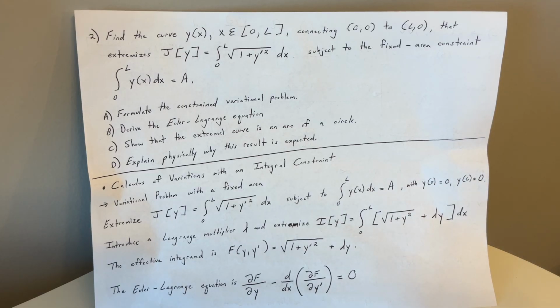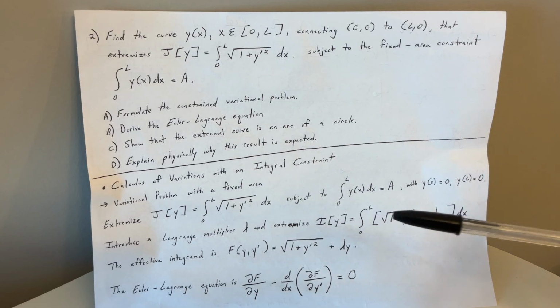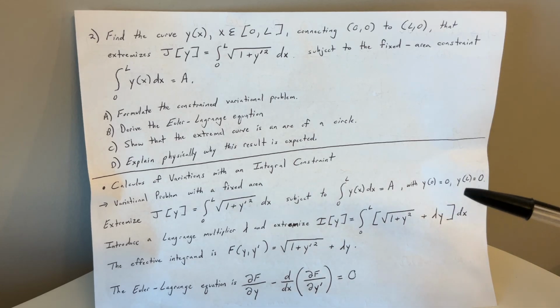Calculus of variations with an integral constraint. So this is a variational problem with a fixed area. We want to extremize this functional J of y, which is equal to the integral from 0 to L of the square root of 1 plus y prime squared dx, subject to the integral from 0 to L of y of x dx equals A, with y of 0 equals 0 and y of L equals 0.